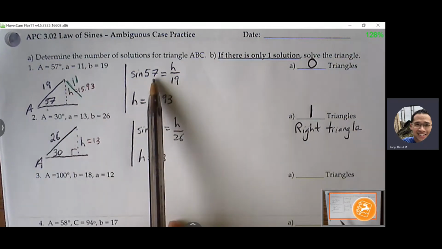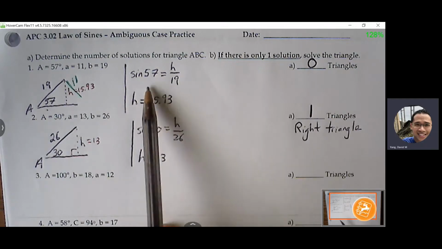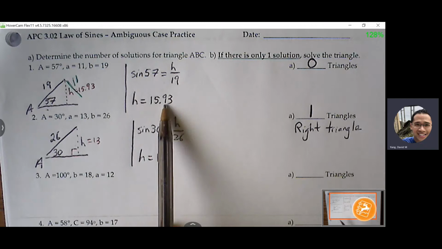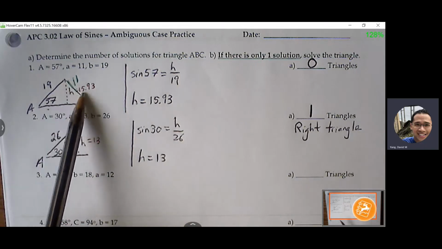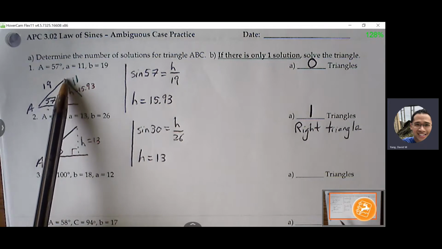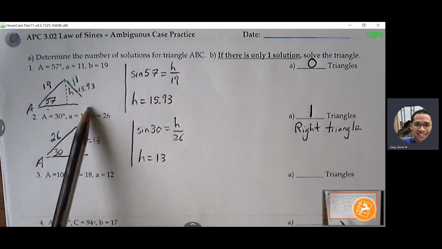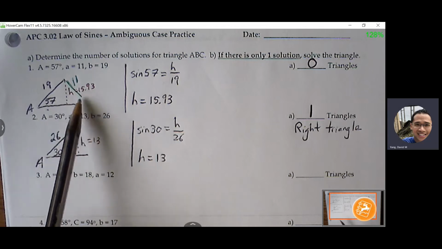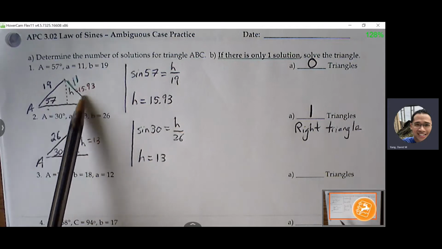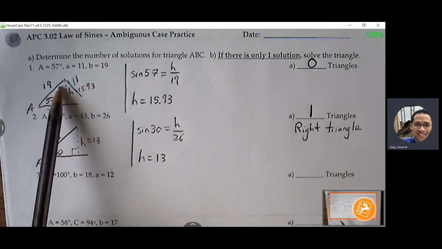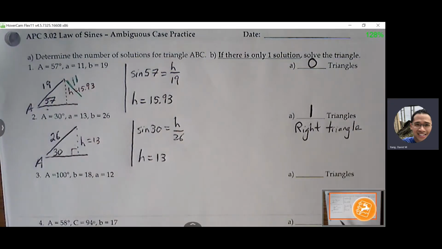So we set up using trig. Sine of 57 is equal to opposite over hypotenuse. Cross multiply, we solve for H, we get H equals 15.93. Now this 15.93 is going to tell us what's going to happen with that 11. This side length is on a hinge, so it's kind of swinging back and forth, and we see that it's never going to land on the opposite side because it's too short. This height is too long. There's no triangle that can be created with such a short side because this angle is set. We can't make this angle any smaller, so that tells us that we have 0 triangles.